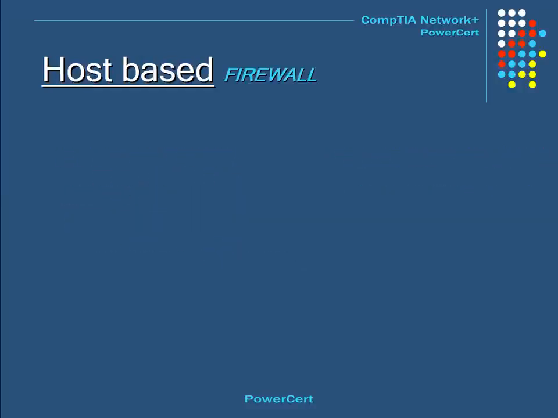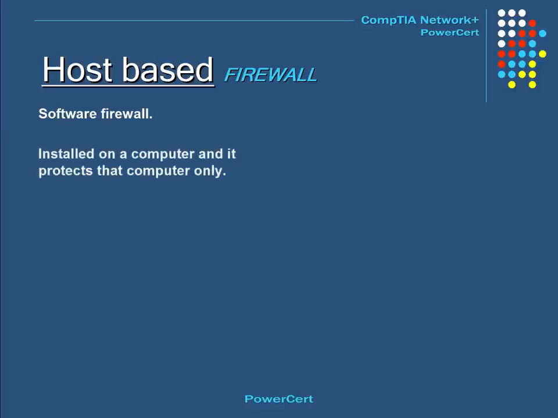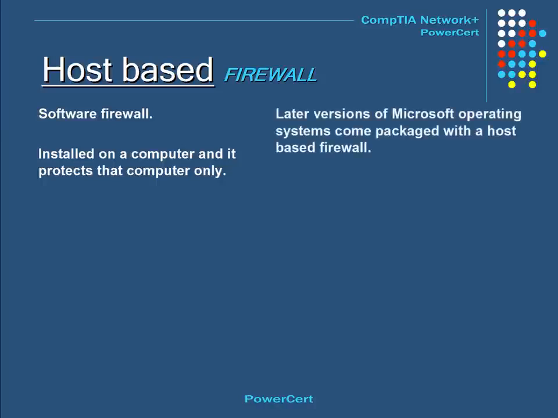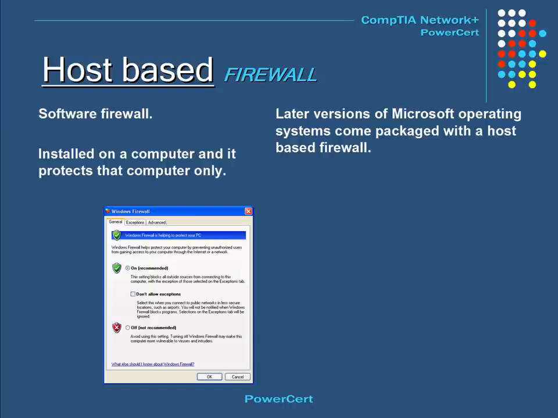Firewalls come in different types, and one type is called a host-based firewall. And this is a software firewall. This is the kind of firewall that is installed on a computer, and it protects that computer only and nothing else. For example, later versions of Microsoft operating systems come pre-packaged with a host-based firewall, as you can see here.